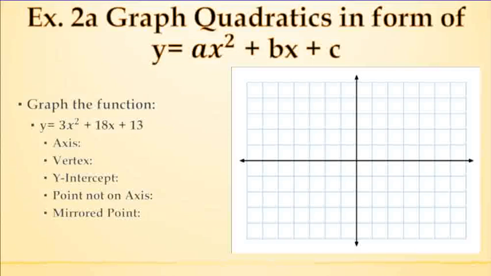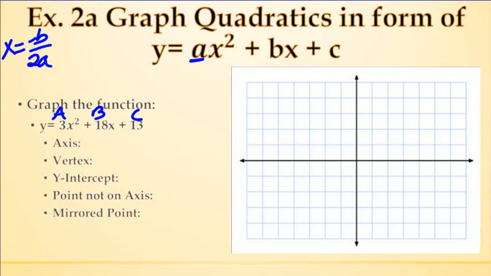Example 2, the only difference with this one is that it's ax squared. Everything else stays the same. So let's do this one. Here's your a, here's our b, here's our c. I find my axis, x equals negative b over 2a. That gives me negative 18 over 2 times 3. So negative 18 divided by 6 is negative 3. That leaves my vertex at negative 3.